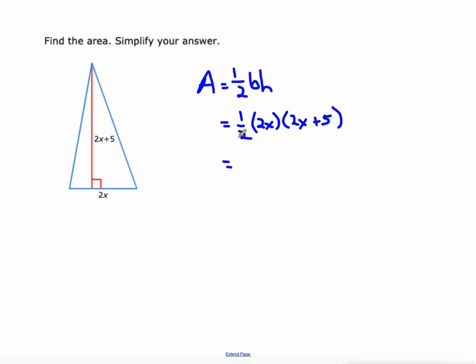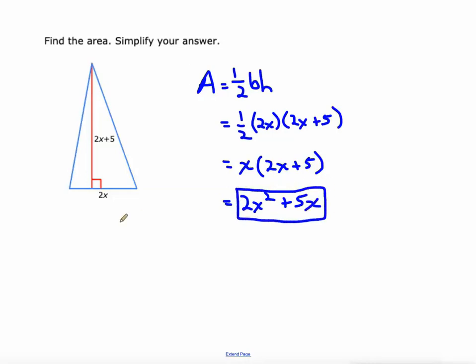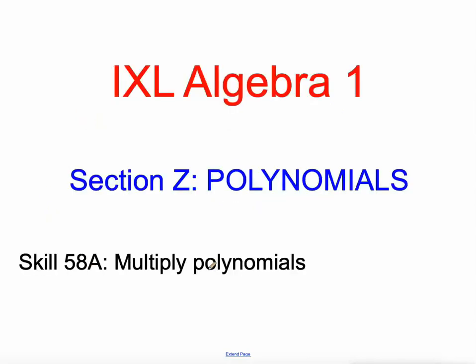I'll start off by taking half of 2x because 2x is divisible by 2, so I'll just make it x times 2x plus 5. And then I'm going to have to do distributive property, so x times 2x is 2x squared, and x times 5 is 5x. I notice those don't show up till the challenge zone, but actually I don't think you'll have too much of a problem with those. So that should get you going in multiplying polynomials, the last skill in section Z of IXL's Algebra 1.